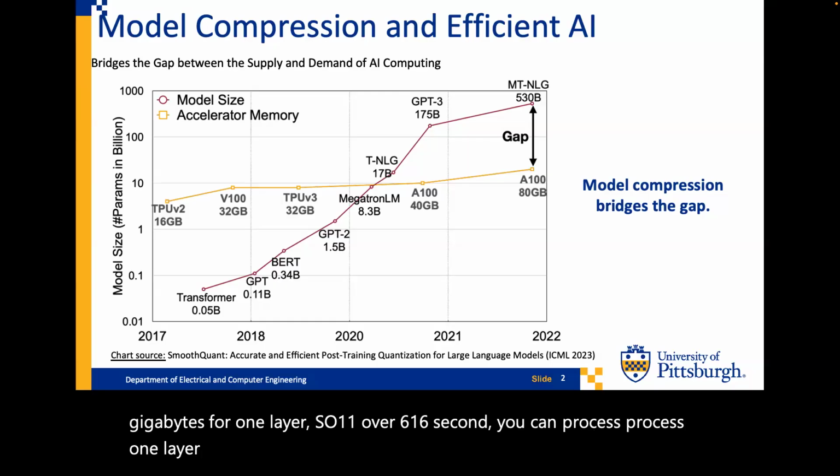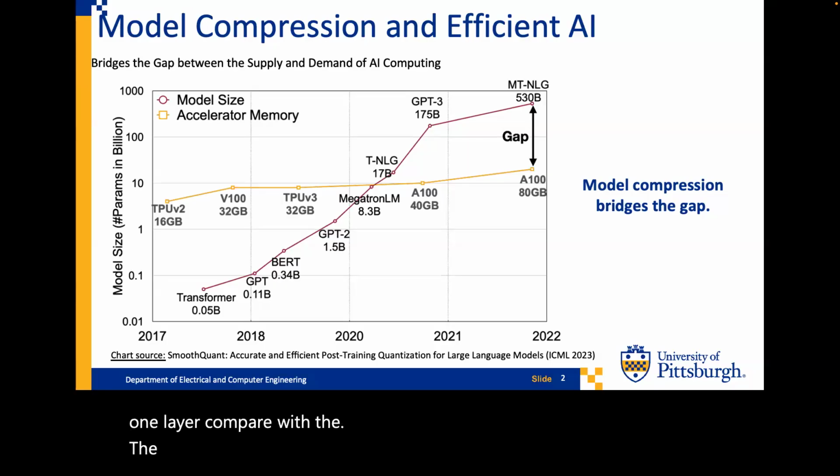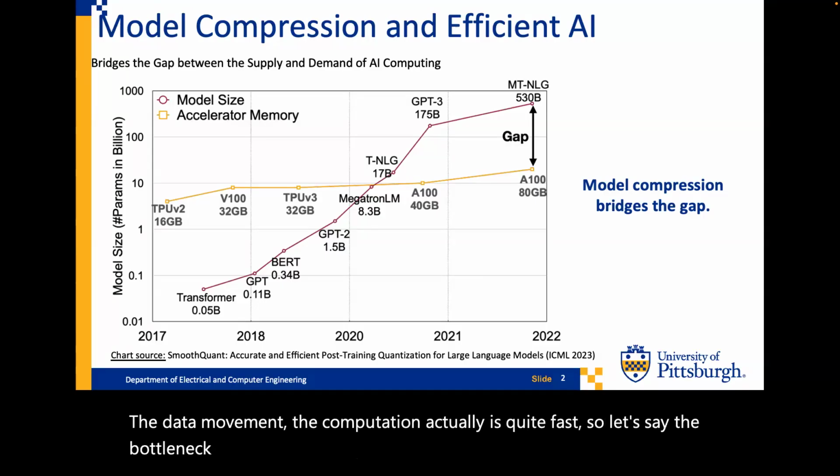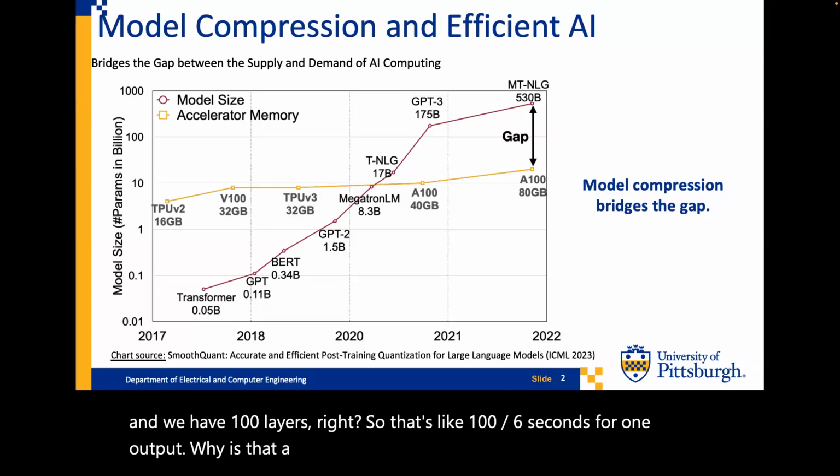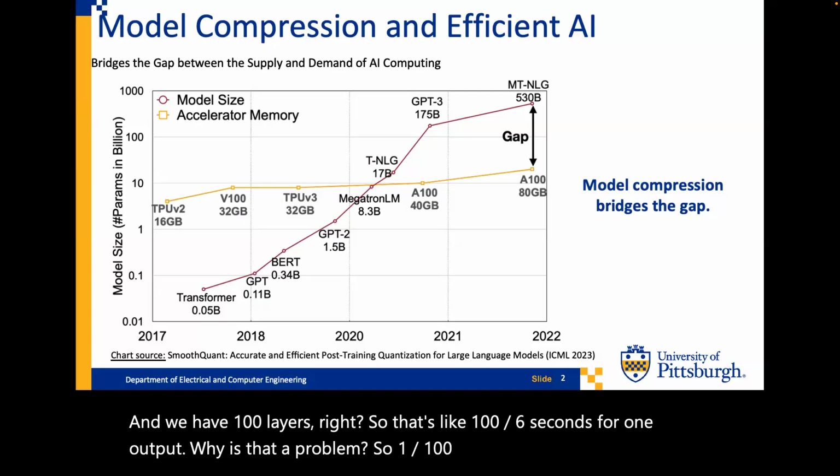Compared with the data movement, the computation is actually quite fast, so let's say the bottleneck is just the data movement. So 1/6 of a second for one layer, and we have 100 layers, right? So that's 100 divided by 6 seconds for one output. Why is that a problem? So 100 over 6, how many seconds is that?